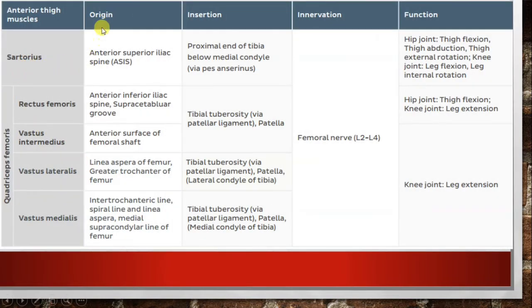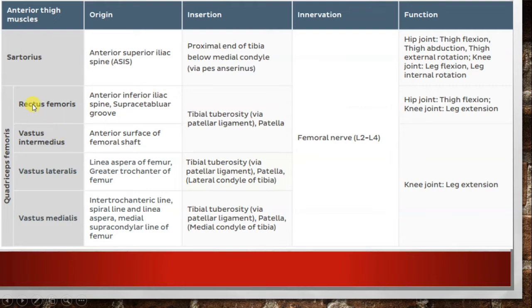Now the sartorius is arising from the anterior superior iliac spine and inserted into the proximal end of the tibia below the medial condyle. You must remember that all the anterior muscles are innervated by the femoral nerve. Its function at the hip joint is thigh flexion, and since it crosses the anterior thigh obliquely, it also does abduction and external rotation. At the knee joint it does leg flexion and leg internal rotation.